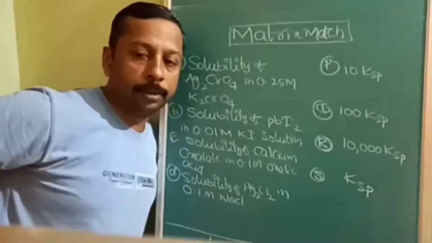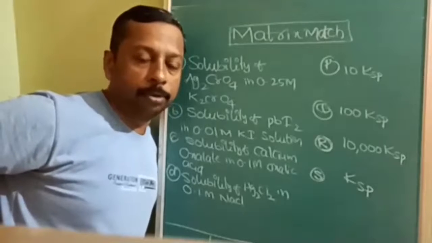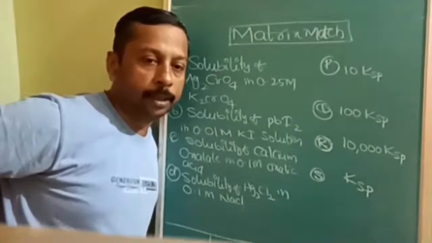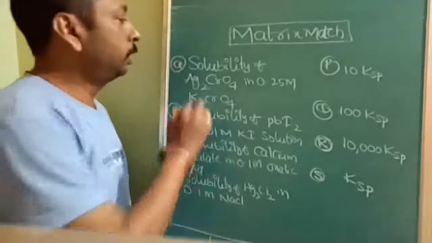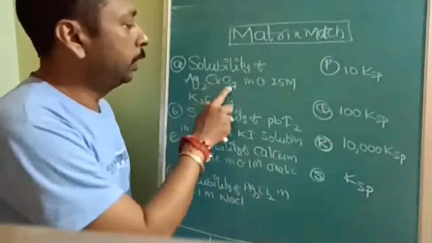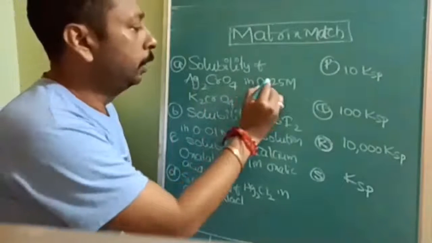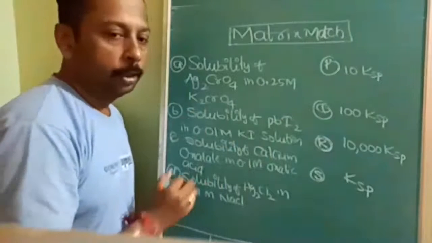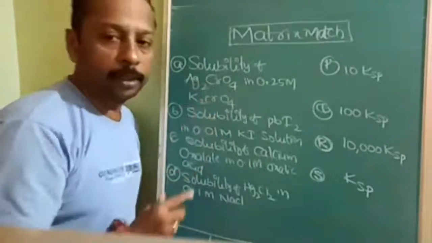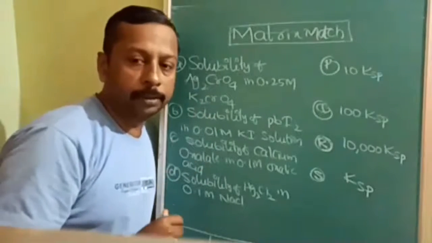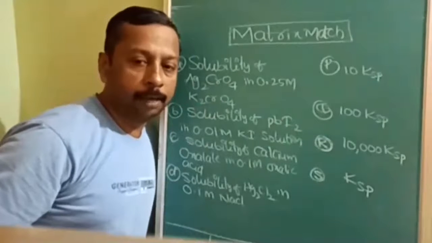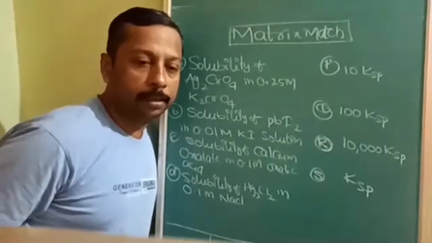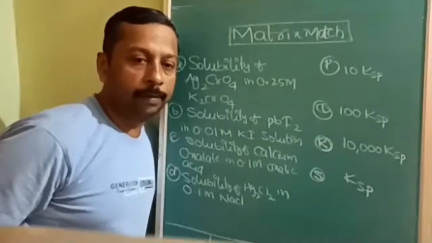In the question, there will be traps. You should be able to identify the traps. Careful reading is a must. So I am reading this: solubility of Ag2CrO4 in 0.25 molarity K2CrO4. That means there is a common ion effect. Don't worry if you don't know. Watch till the last, then I will explain the easiest, trickiest and shortest possible way of solving.